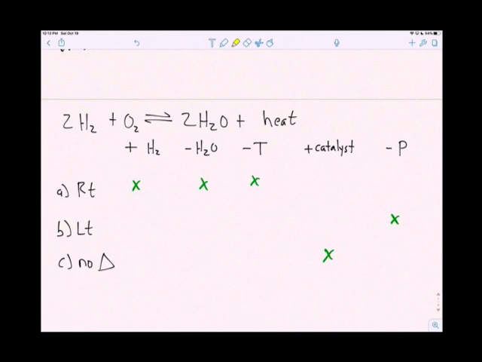What happens if we add a catalyst to this reaction? Absolutely nothing in terms of the equilibrium. What happens if we lower the pressure? If we lower the pressure, that means that we're going to shift to the side that has more moles of gas. In this case, it is the reactant side.